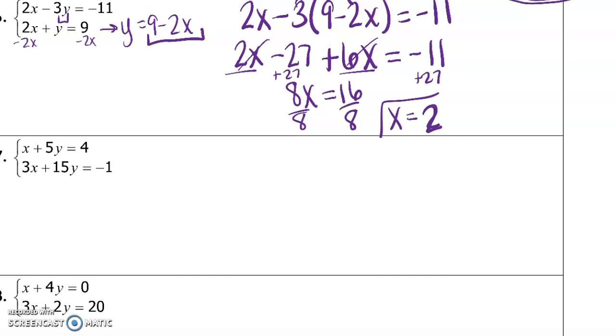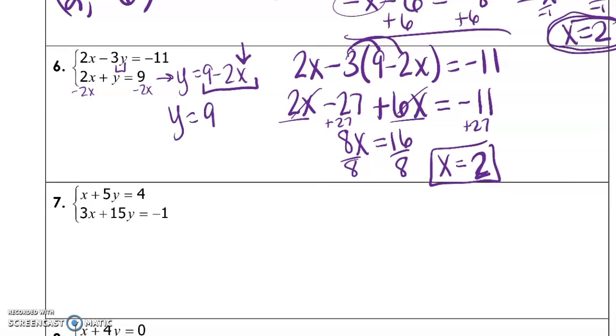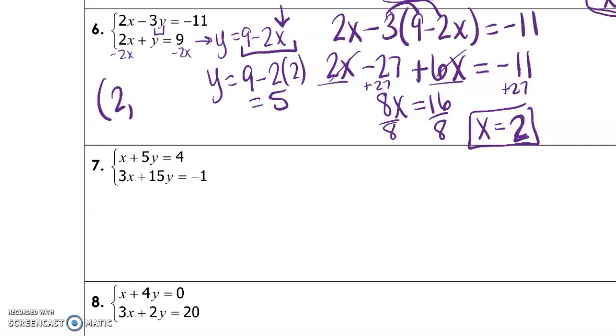Your x is not always going to be 2. Sometimes it just happens that way. So now we have 2. Again, you need to plug that back in. You can plug it in anywhere, but that's the easiest spot. So y equals 9 minus 2 times 2. 9 minus 4 is 5. So our ordered pair for our answer is 2, 5. Again, I'm not going to do it for all of them, but it is a good idea to plug that into both of your original equations in number 6 and make sure those equations are true.